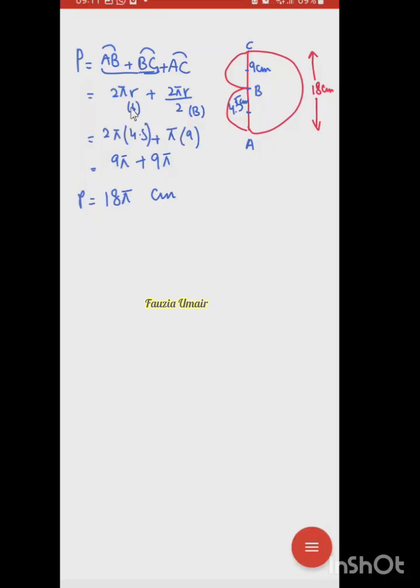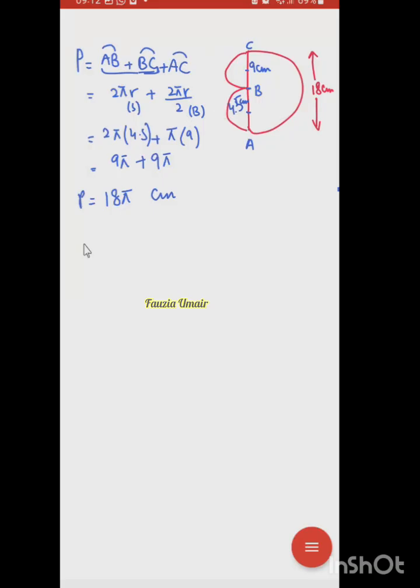All right. So you need to remember that although both are 2 pi r, the circles are different. That's why I have used this S for the smaller circle and this B for the bigger circle. Smaller circle is having radius 4.5 and the bigger circle is having radius 9. So that's why this is like this.